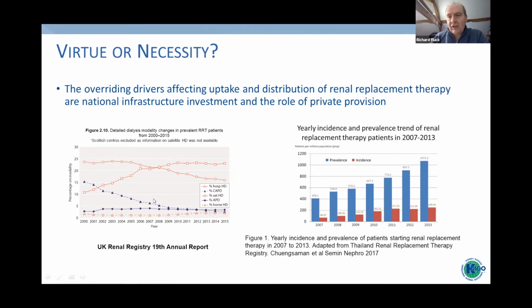And that actually competed against home therapies. And so we had a massive dropout in home therapies. And we'll talk about some of the policy drivers in a moment as to whether we've been able to influence or reverse that in some way.